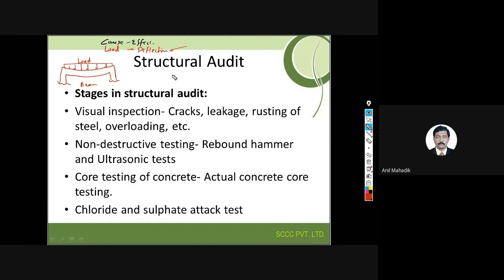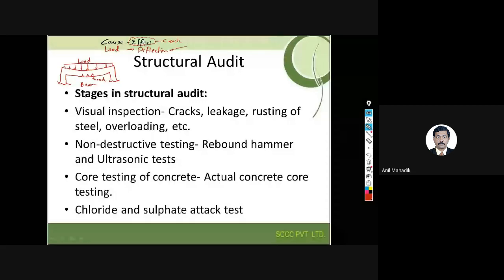So generally, whenever you do the audit of real structures, you see the effect first. You see the effect directly. So the effect may be deflection, it may be cracks. You may see the cracks also. You see cracks in structures like this, isn't it? So crack is also an effect. This deflection is also an effect. Whatever you can see through your eyes is the effect.